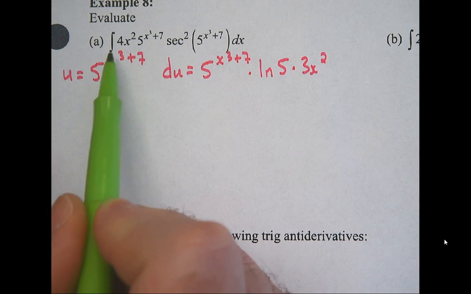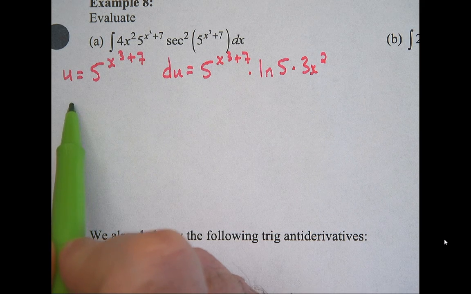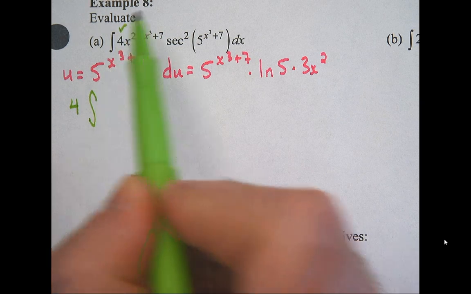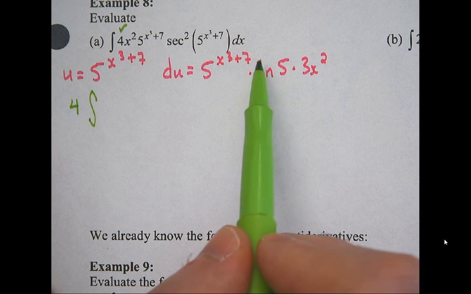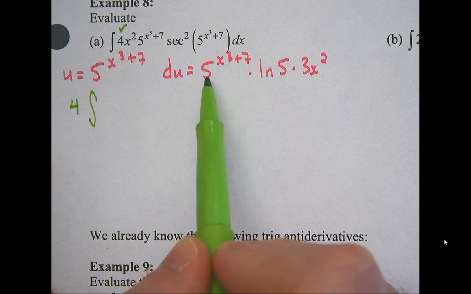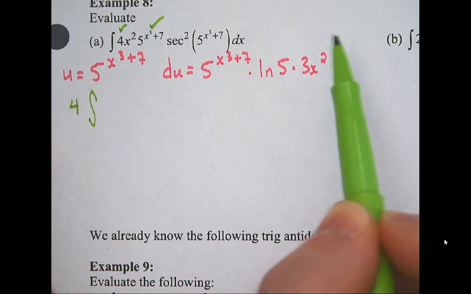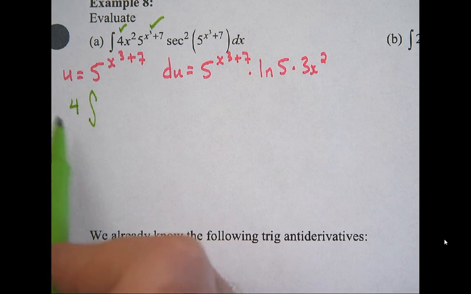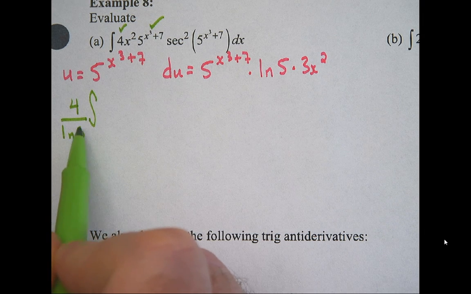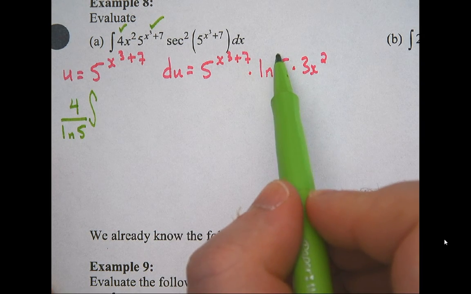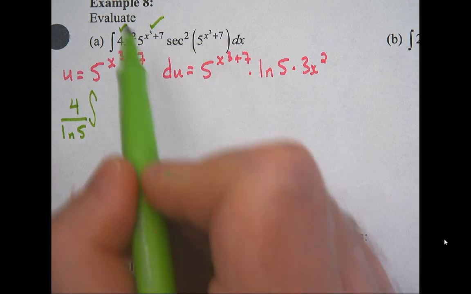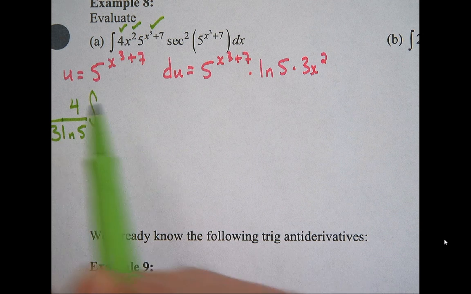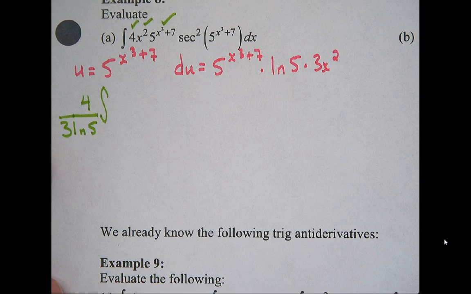So let's see. Any constants in here? 4 is a constant. That's got to go out of the integral. Okay, so 4 is out of there. I need to build a du. So I need a 5 to the x cubed. Got that. I need a natural log of 5. I don't have that, so I need to correct for a natural log of 5. I need a 3x squared. I've got the x squared, but I don't have the 3, so I need to correct that. So I also need a 3 out there.